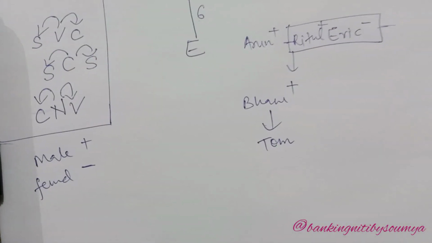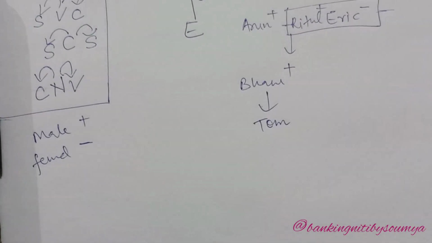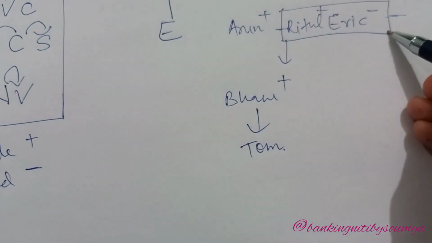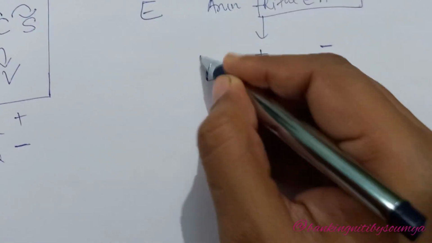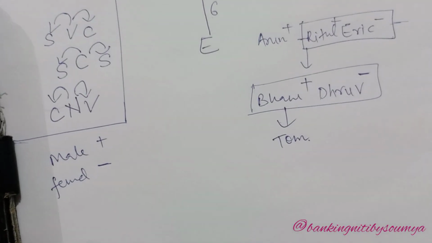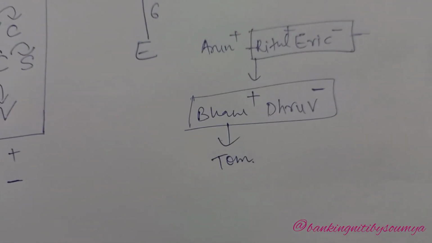Now the next statement is, Dhruv is not in the first and third generation. So it is very clear that Dhruv will be not here and here. So Dhruv will be here. Dhruv is female and she is wife of Bhanu. Okay, so it is our arrangement of blood relation. Now let's begin with the questions.